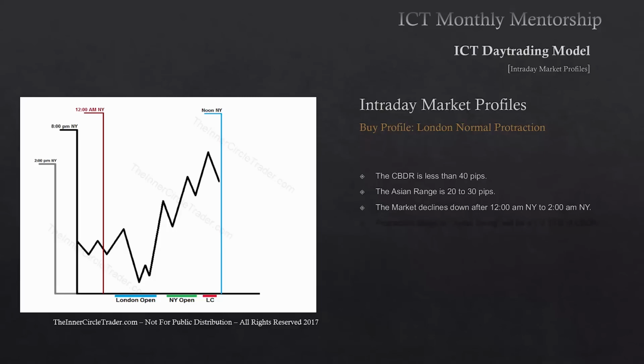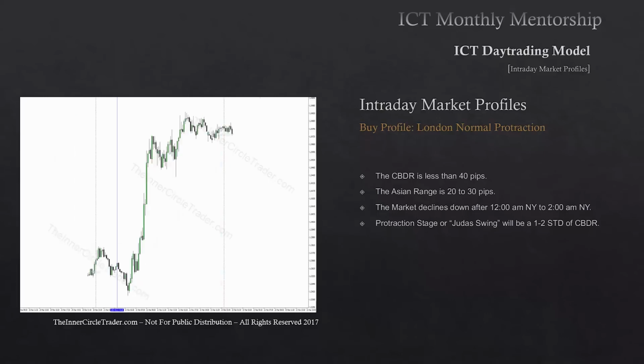So if we do not see an immediate decline from 12 a.m. New York down into 2 a.m. New York, this is not going to be a London normal protraction buy day. The protractionary stage or Judas swing will be 1 to 2 standard deviations of the central bank dealers range. An example of that is seen here.